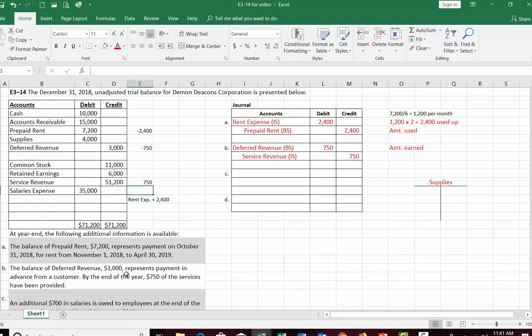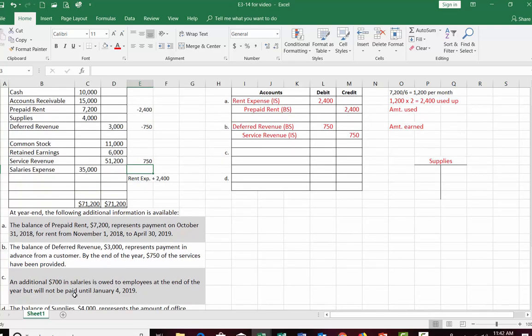Okay, next up. An additional $700 in salaries is owed to employees at the end of the year, but will not be paid until January 4th, 2019. Almost every company, unless they happen to have a pay period that ends on the last day of the period, is going to have some salaries that need to be paid to their employees at the end of the year. So in this case, we have $700 in salaries that we owe our employees. This is called an accrual, the accrual entry that we're going to make.